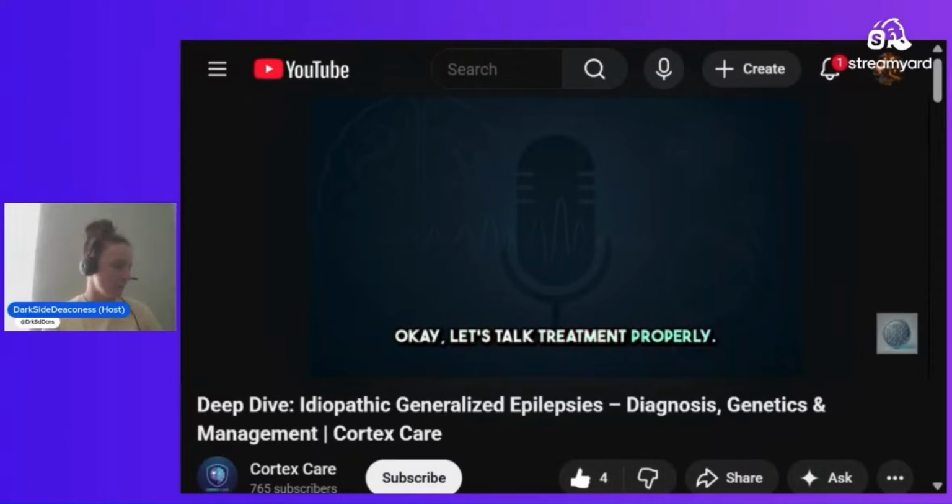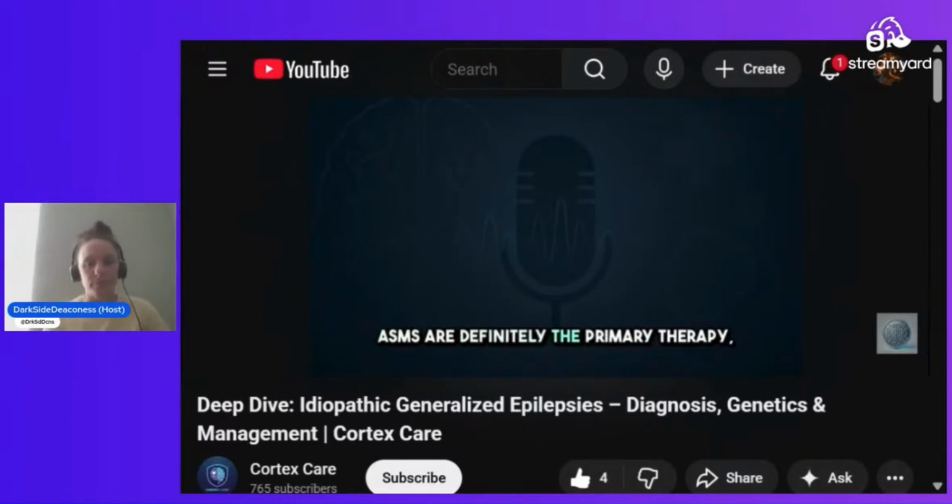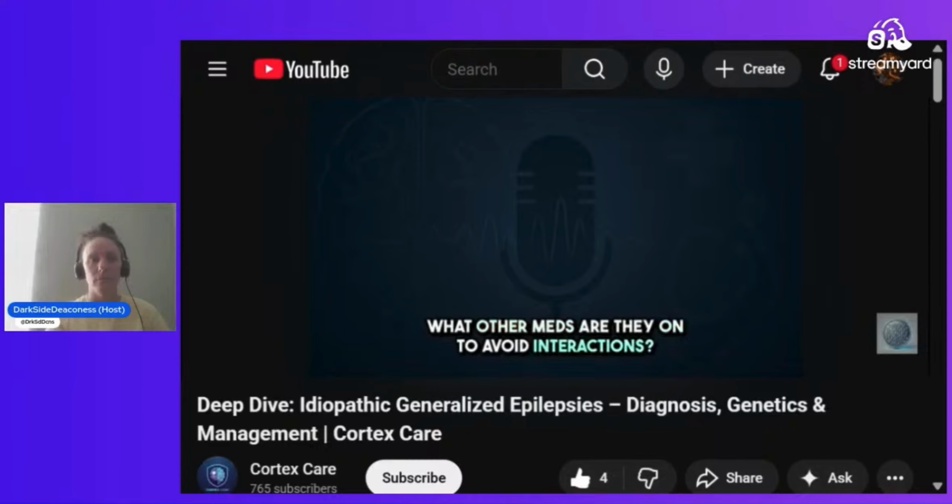Okay, let's talk treatment properly now. The therapeutic landscape. What are the mainstays? Anti-seizure medications, ASMs, are definitely the primary therapy, still the cornerstone for IGE. And choosing the right one depends on a whole bunch of things. What types of seizures do they have? Absence, myoclonic, tonic-clonic? What's the likely syndrome? How old are they? Any other health problems? What other meds are they on to avoid interactions? And hugely important, what are the potential side effects? It's a balancing act. Always.